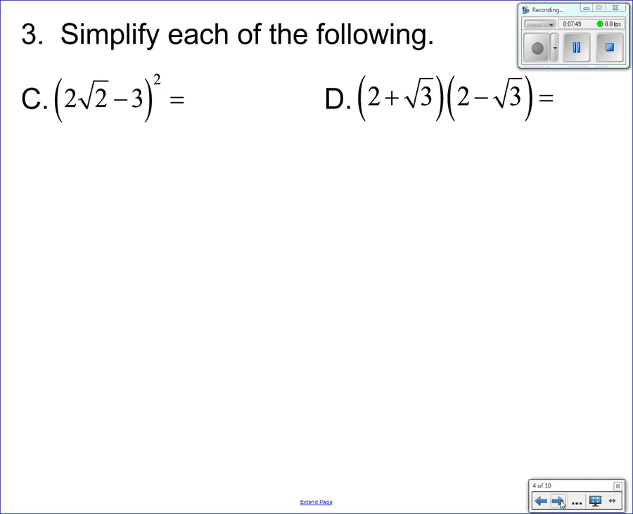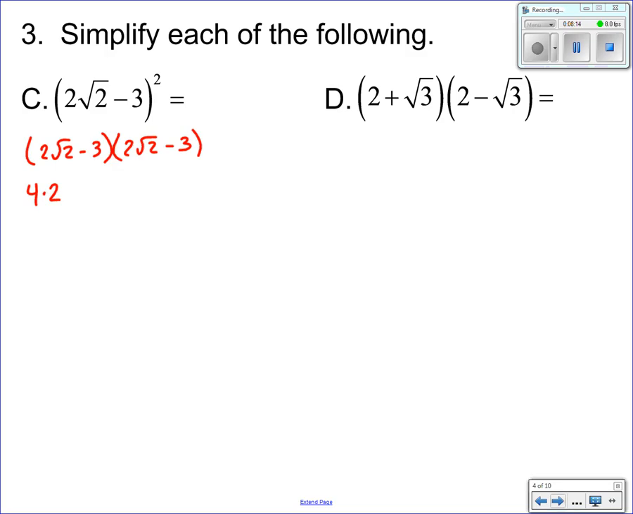Now when you're squaring, there's two ways you can remember this. What you can do is you can just do FOIL if you want. Remember, squaring, you're multiplying the same thing twice. So multiplying the first terms together. 2 times 2, that's 4. Root 2 times root 2 is 2. So that's the first terms.